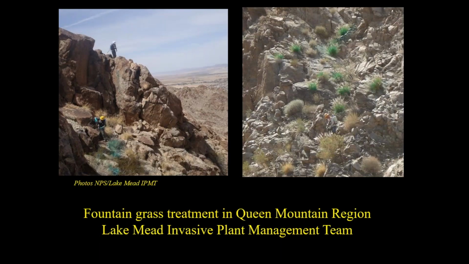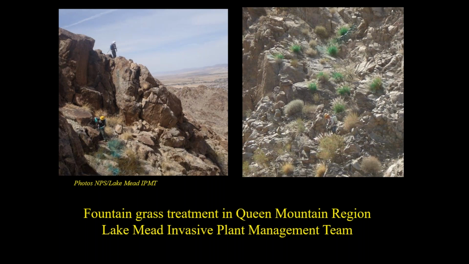So we've been treating fountain grass for well over a decade now. We partner with the Lake Mead Invasive Plant Management Team, and they spray fountain grass with herbicide, glyphosate, and they use a blue dye, so you can see that the plants that they've treated are kind of bluish in color. And this is really, really tough work. They're working on really steep slopes. They're having to pack in a lot of water, a lot of weight in order to mix the herbicide. But where they've treated fountain grass, we've had good success in removing it.